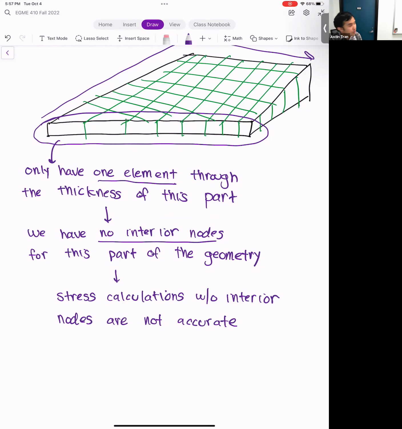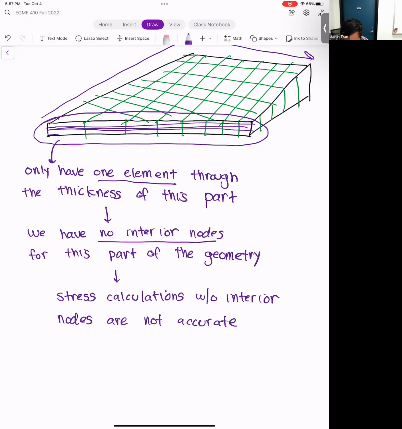And so you can try to get interior nodes here, of course. One way that you can fix this is just to refine it heavily. So you can basically just keep making the elements smaller and smaller until you get multiple elements through the thickness. So that's a brute force way to take care of it. But you sacrifice a lot of cost for that.